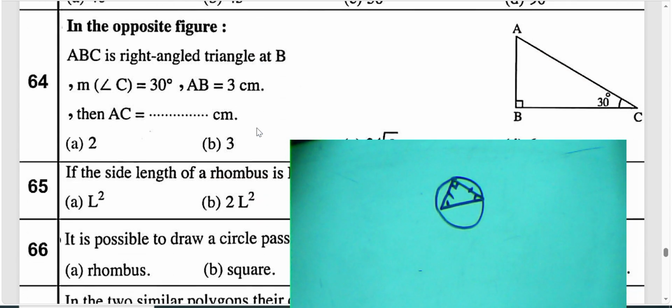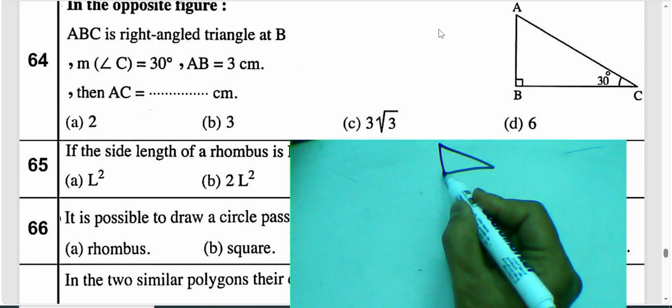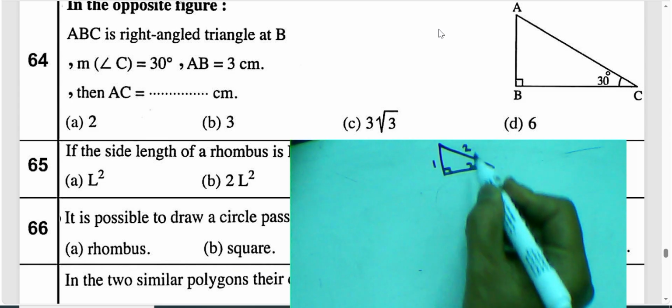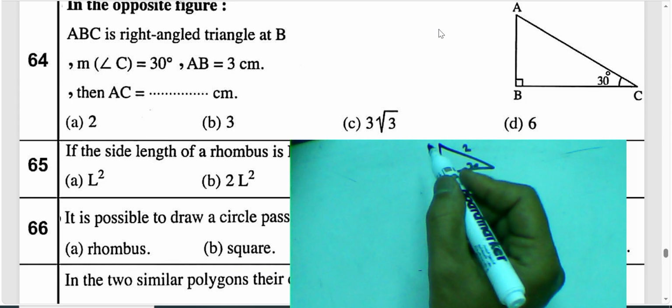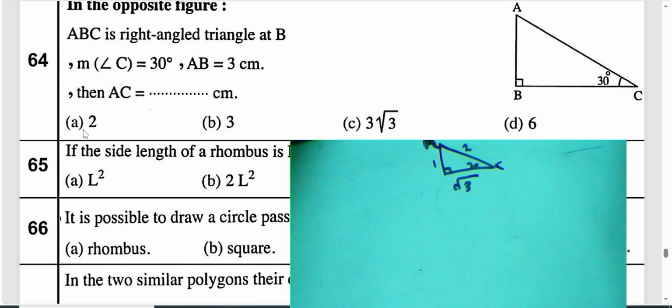Choose letter B. Next question, we have a 30-60 triangle. He wants to find the length of EC. Remember this right angle triangle? Here we have 30, it will be 1 and 2, and we have root 3. The length of EC will be 2 centimeters. Choose letter A, 2 centimeters.